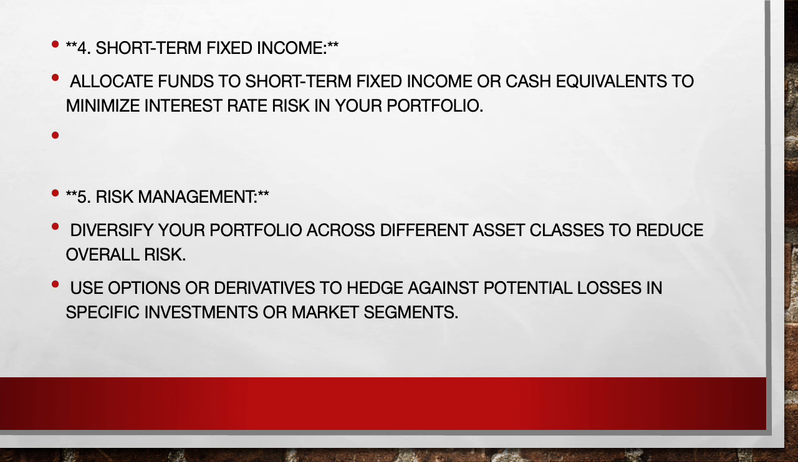Number 4. Short-term fixed income. Allocate funds to short-term fixed income or cash equivalents to minimize interest rate risk in your portfolio. 5. Risk management. Diversify your portfolio across different asset classes to reduce overall risk. Use options or derivatives to hedge against potential losses in specific investments or market segments.